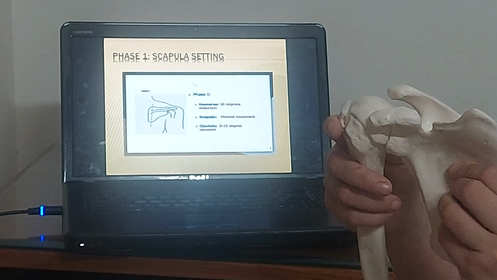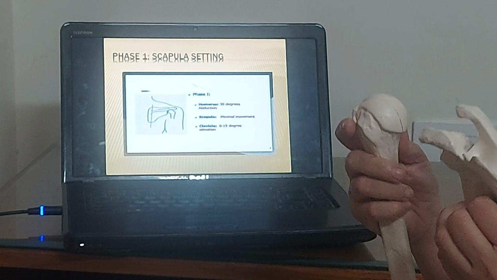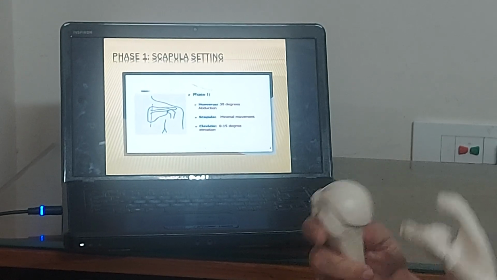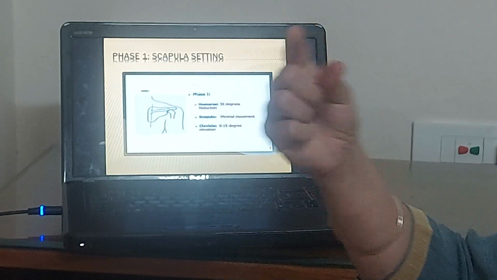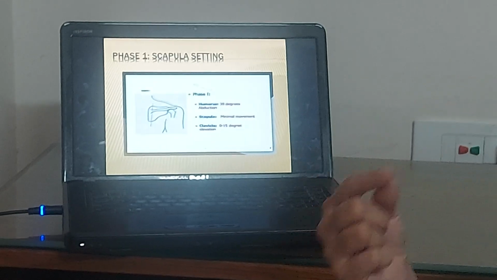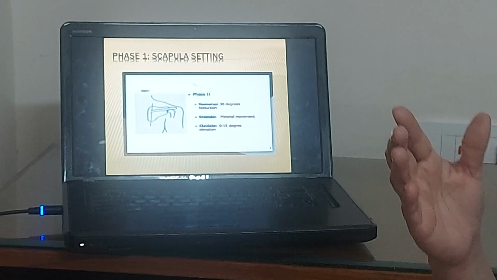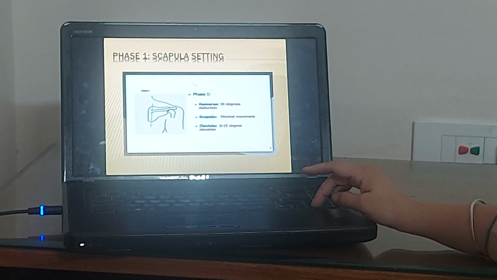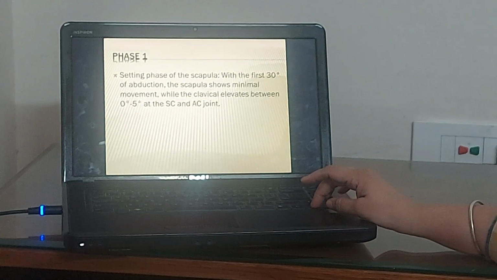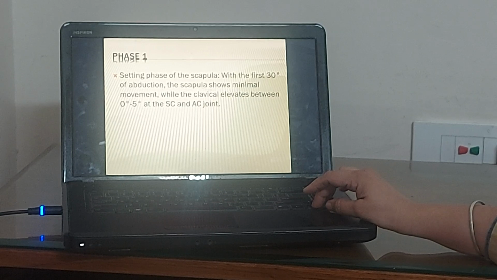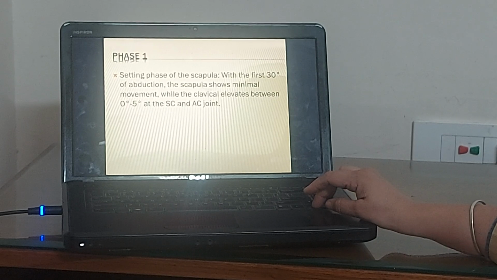The scapula is in the setting stage, and you see the clavicle is elevating. During this phase there is elevation at the SC and AC joint. That is, elevation movement is taking place, which is roundabout 5 to 10 degree. Fine. Setting phase of scapula: with the first 30 degree of abduction, the scapula shows minimum movement, while the clavicle elevates between 5 to 10 degree at the SC and AC joint.